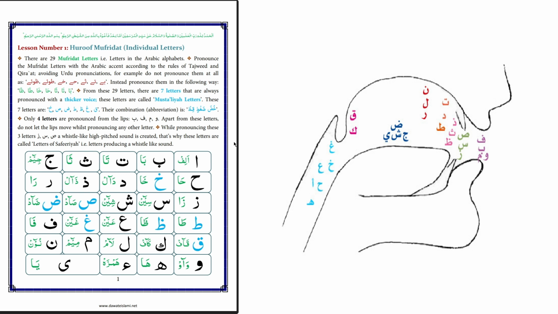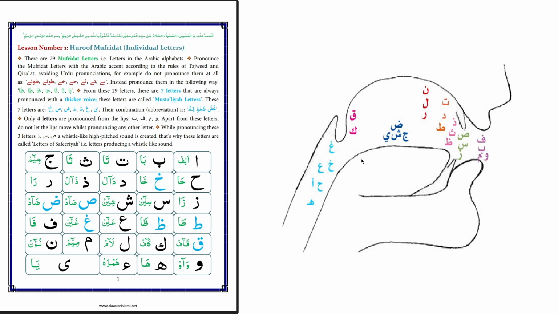Next, Ha. And Ha is a deep sound which needs to come from the throat, and it's simply not Ha, no, it's Ha. So you need to engage the throat. Next, Kha. And Kha also comes from the upper part of your throat, and it's simply not Ka, no, it's Kha.